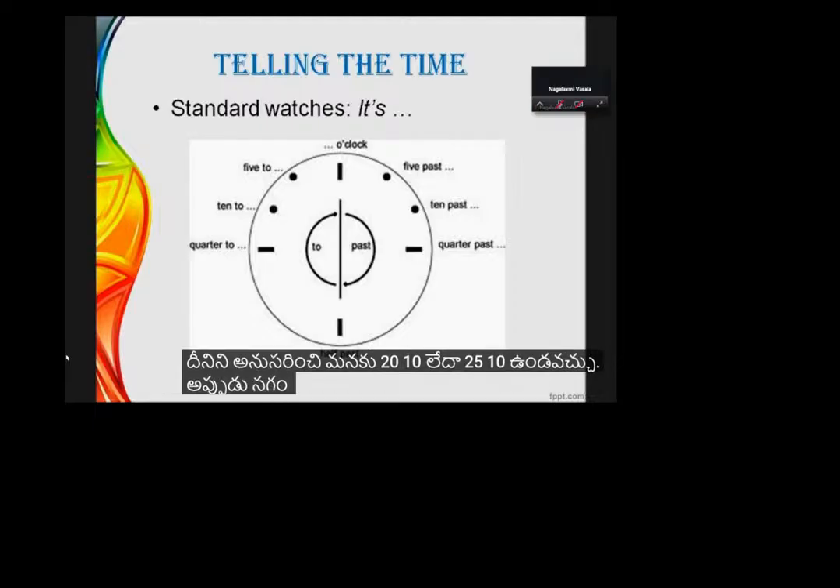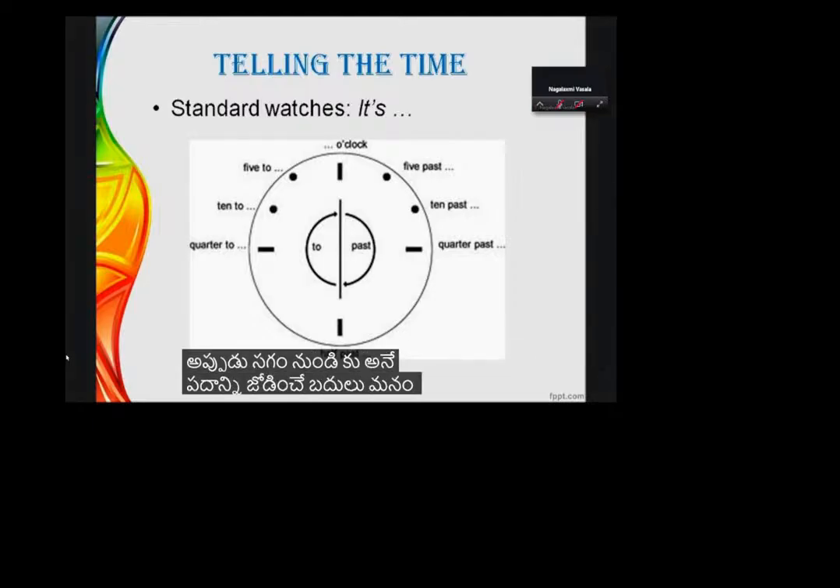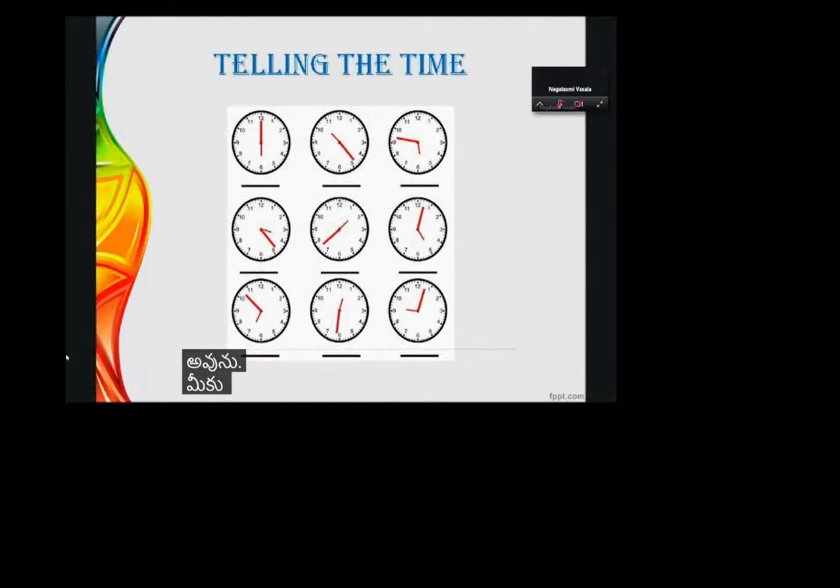Then, from half past to o'clock, instead of adding the word past, we add the word to. So this way we can get a quarter to 3, 10 to 3, or 5 to 4. Did you get it?